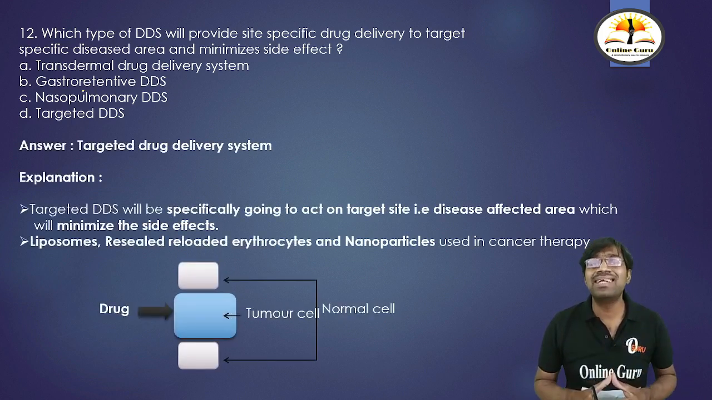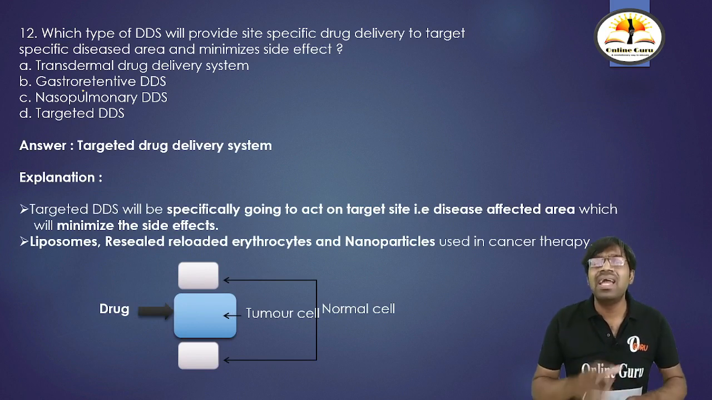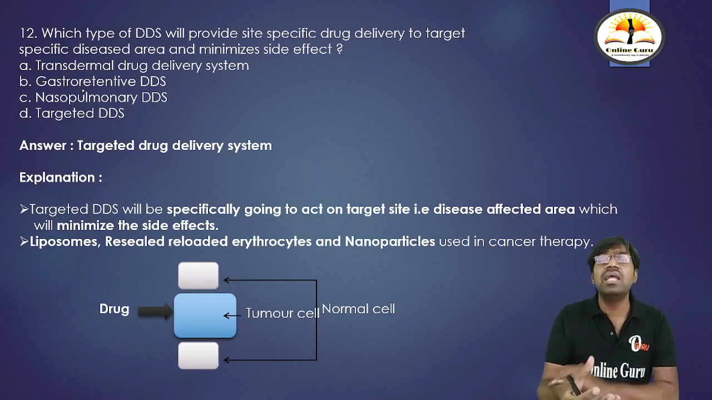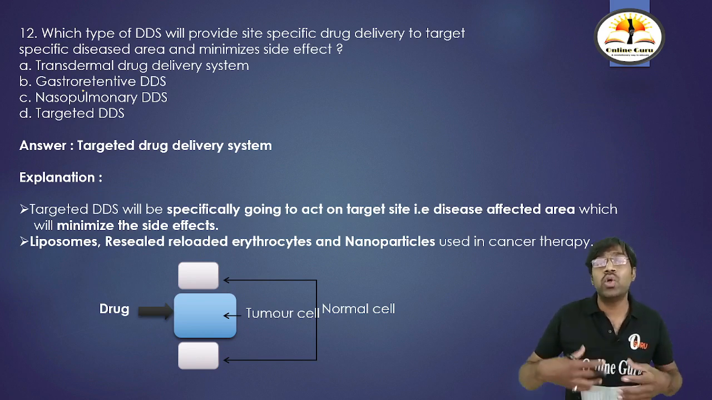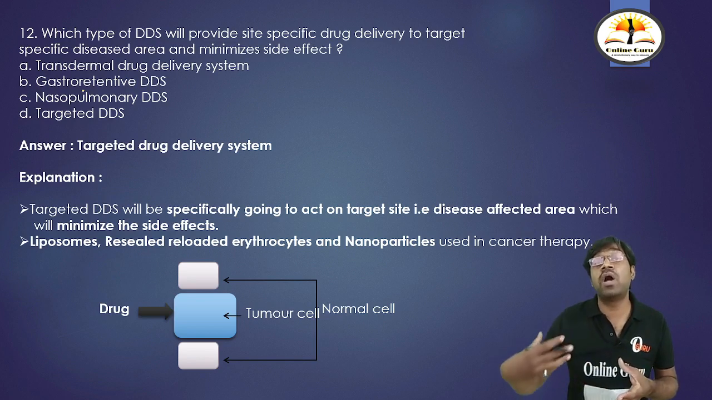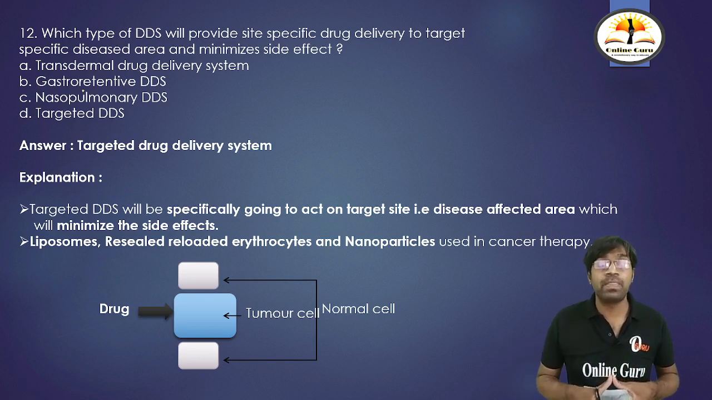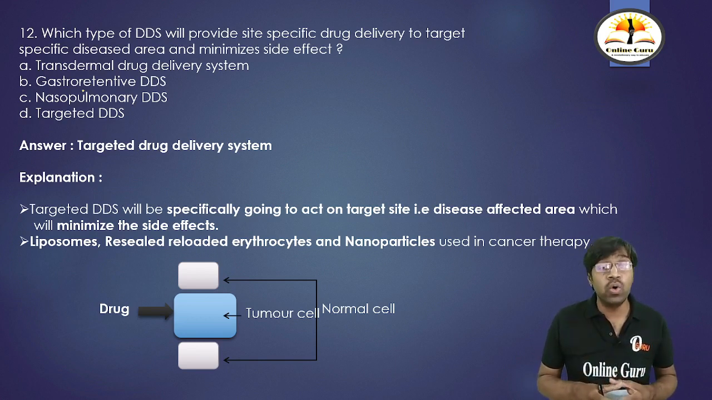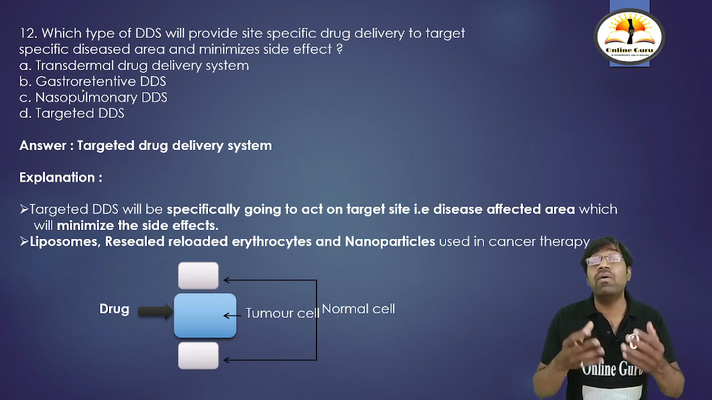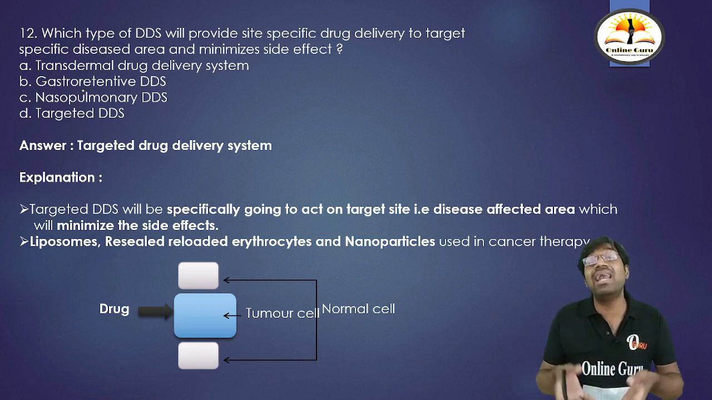When we discuss the transdermal drug delivery system, it is a drug delivery system which will release the drug in the dermis or the skin. While with respect to gastroretentive drug delivery system, we are going to retain the tablet in our stomach so that the drug can be absorbed from the stomach lining. While in the case of nasopulmonary drug delivery system, we are going to take the drug via our nose, so that the drug can have a localized effect in our nose or our lungs.